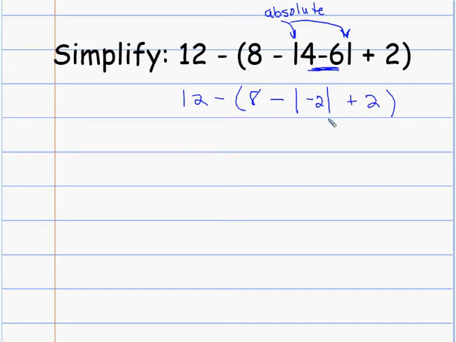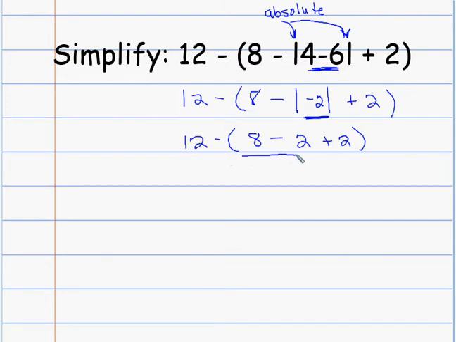Now I included that absolute value symbol because I'm not done with that yet. All I did was simplify the 4 minus 6. So that's the next thing that has to be done. Hopefully you remember that the absolute value is how far away from 0 the number is. So how far away from 0 is negative 2? Well, it's 2. And then I just rewrote everything else.